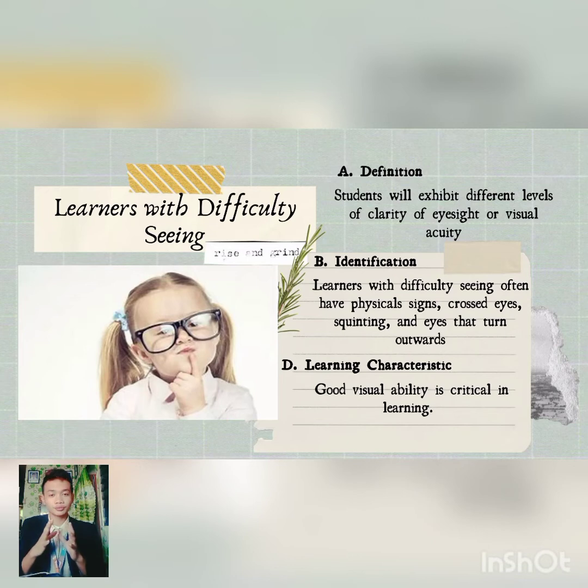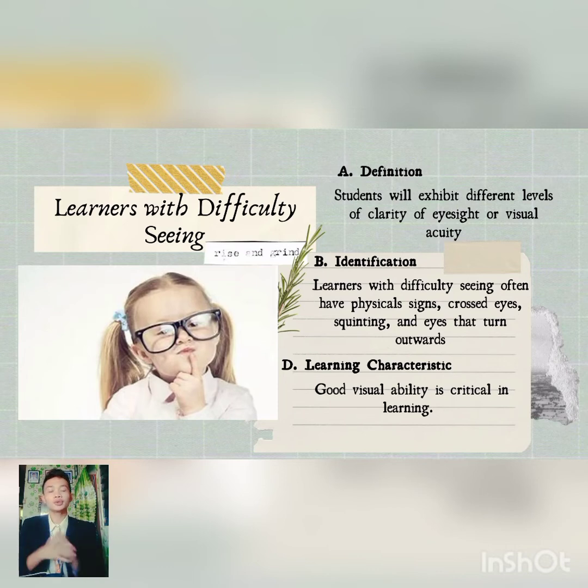Also, students with difficulty seeing like to sit near the instructional materials or at times stand up and go to the visual aids. So we could identify that a student in our classroom may have difficulty seeing because the student goes to the front so that they can see clearly what the visual aids show.